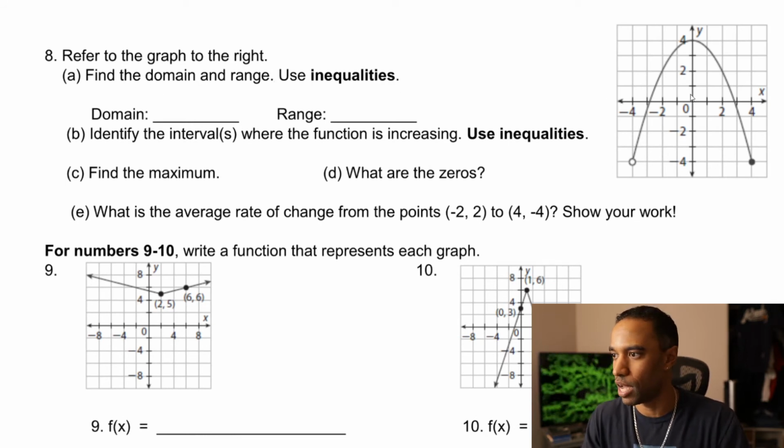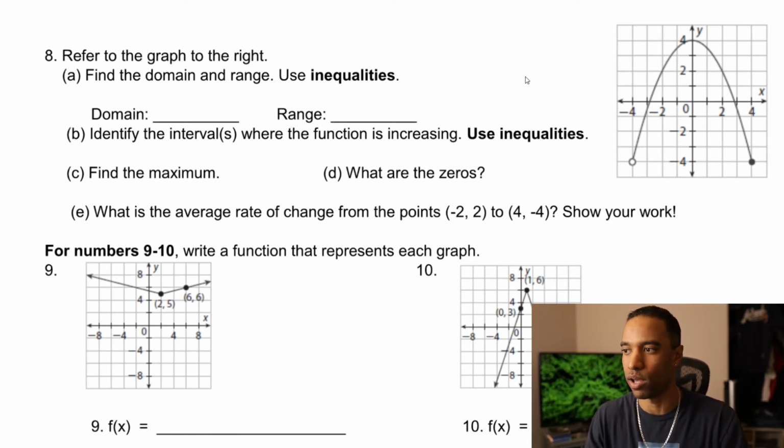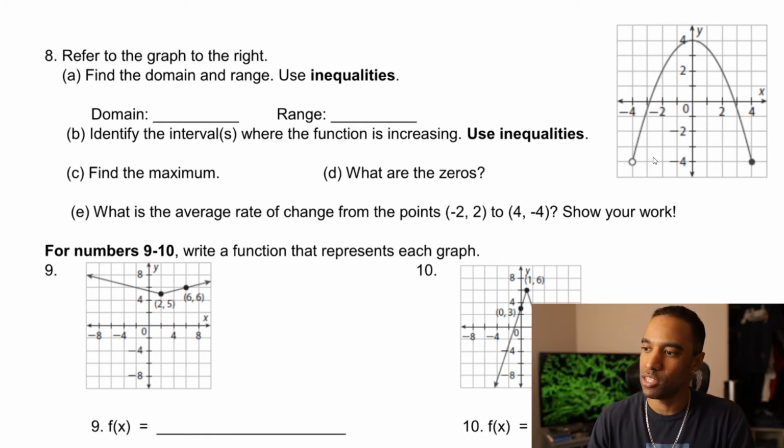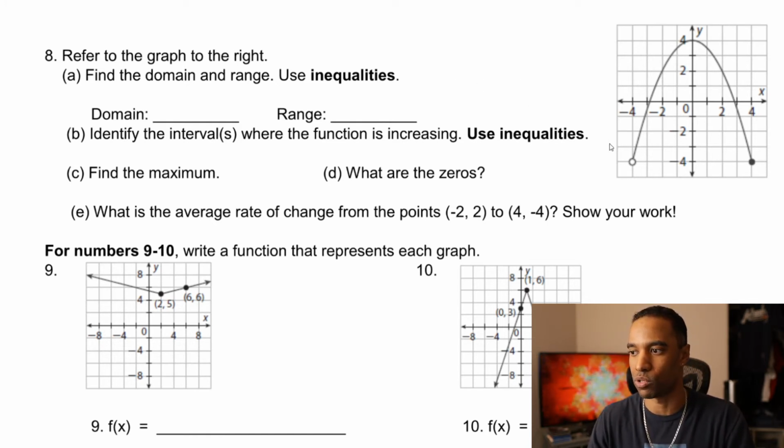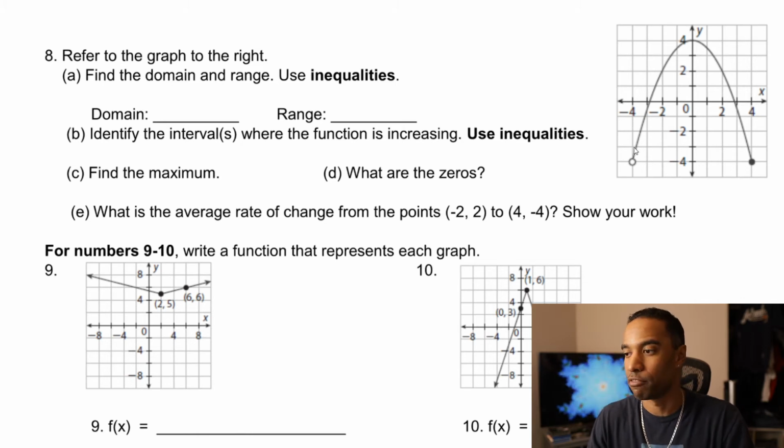Find the domain and range of this graph. Use inequalities, just like last time. All right, this time there are no arrows that say this thing goes on forever. In fact, it stops. And furthermore, one stops at an open circle, one stops at a closed circle. Open circle means it does not include that point. Closed circle means it does include the point.